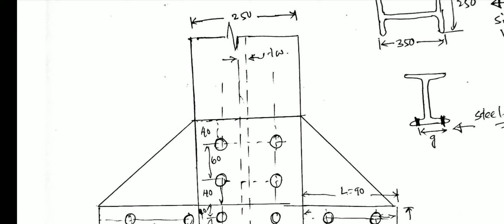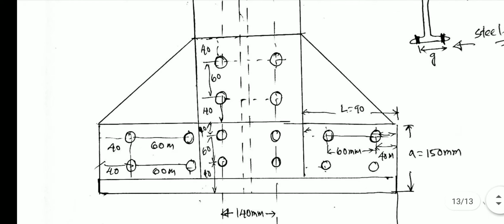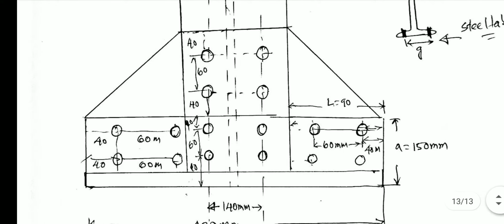Now I'll draw 250. I don't know the height. Now here in the bottom you can check, this is actually the angle connected length, that is 150 mm. When you see from the front side, we can see the thickness of the angle also and the height of the angle also. So that is given as 150 mm.